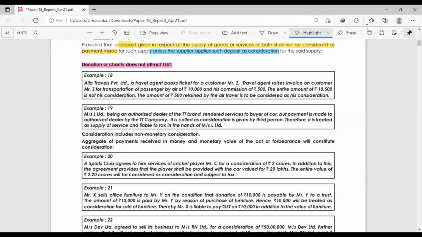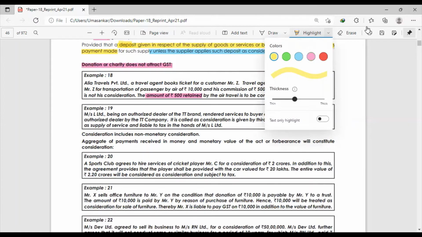Example: Earlier Travels Private Limited, a travel agent, books a ticket for a customer, Mr. Z. The travel agent raises an invoice on customer Mr. Z for transportation of passenger by air of rupees 10,000 and his commission of 500. The entire amount of 10,500 is not his consideration. The amount of 500 retained by the air travel agent is to be considered as consideration. So you got an idea. Now we'll go to the next portion.